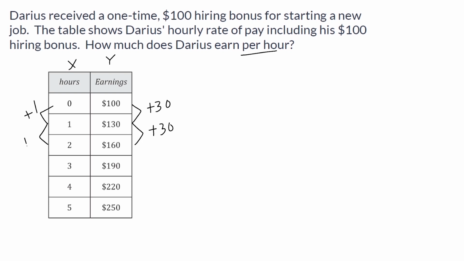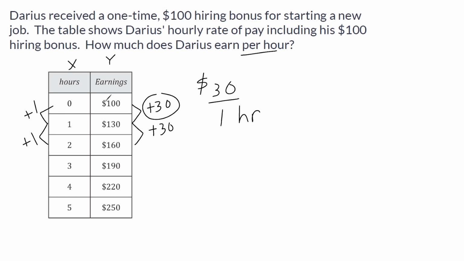And the hours also increase by 1. And this pattern continues for this table. So we should notice that every time that 1 hour goes by, Darius earns $30 more. This is the change in y, which is 30, and this is the change in x, which is 1. So we would say that Darius is making $30 each hour.